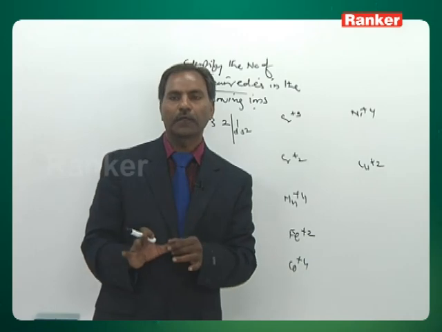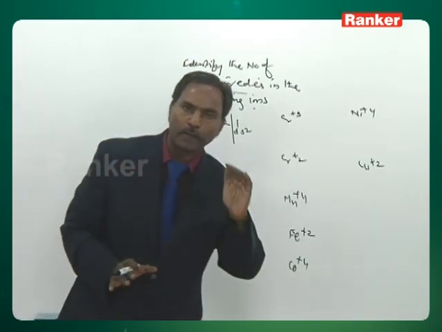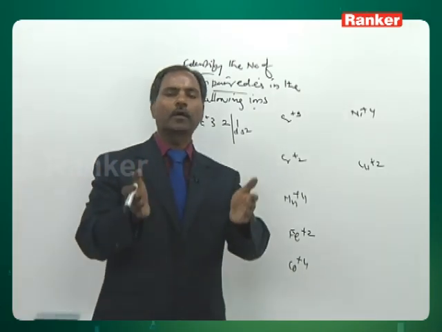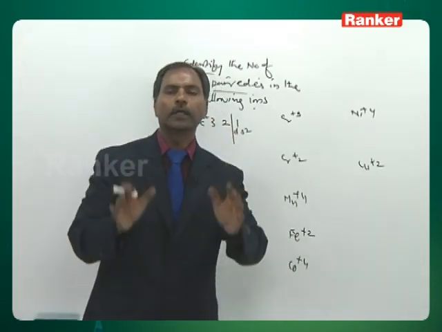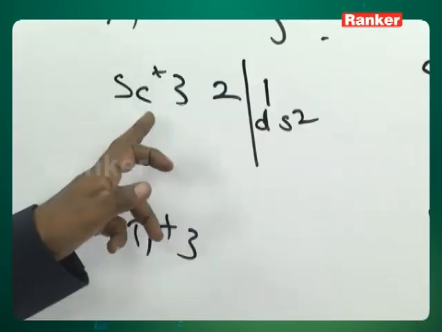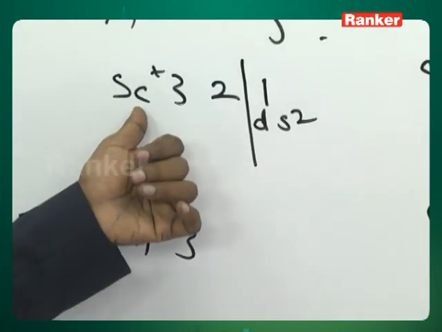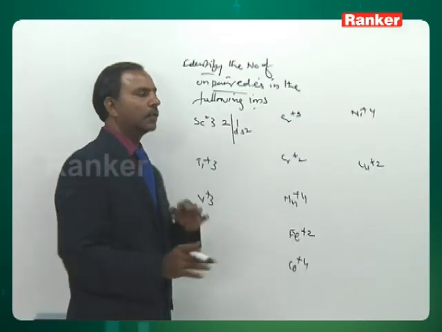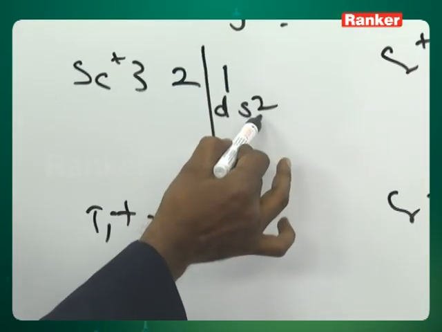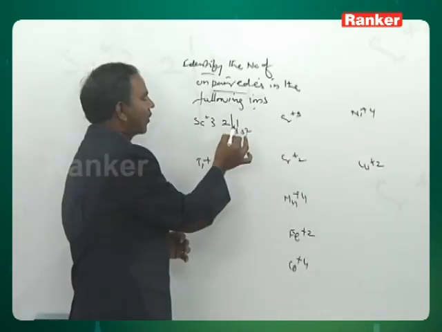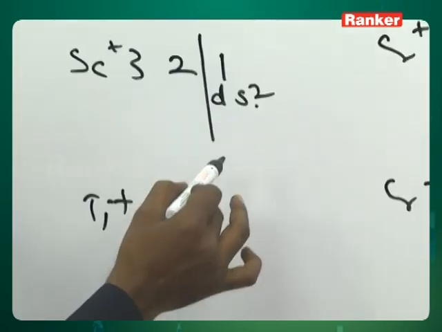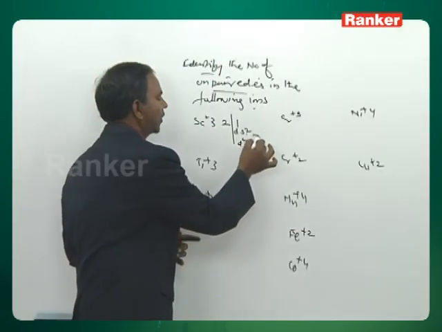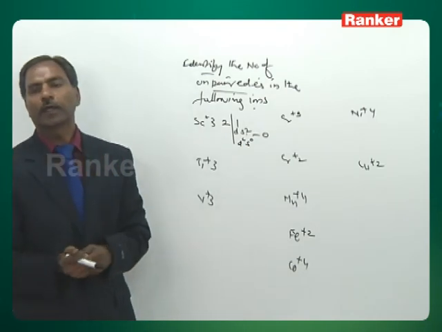Once you know the electronic configuration, you can easily make out the number of unpaired electrons in any ion. Many times questions appear on this electronic configuration, it is more important. Now, scandium 21, then it is given as scandium plus 3. It is losing all the 3 electrons. Therefore, for the remaining configuration, 2 electrons are lost from s, 1 electron lost from d. Then what is the remaining configuration? d0 and s0. What is the number of unpaired electrons here? 0.